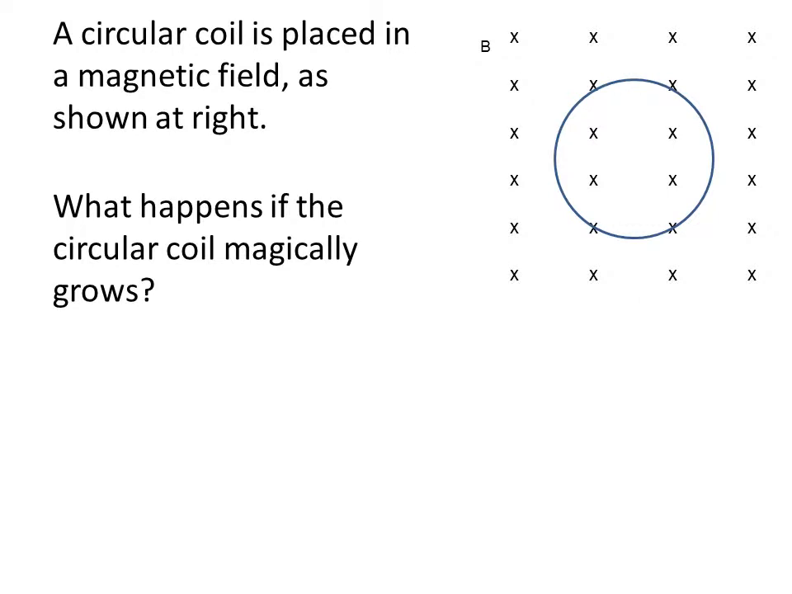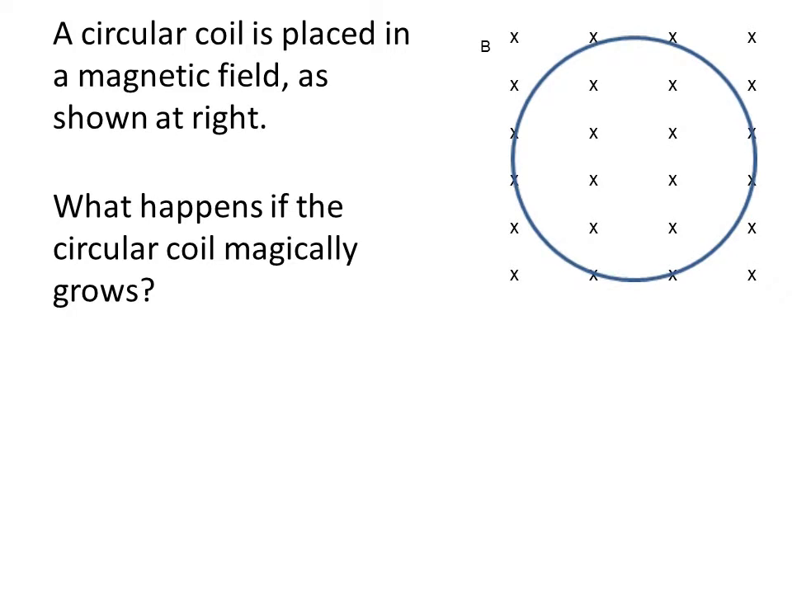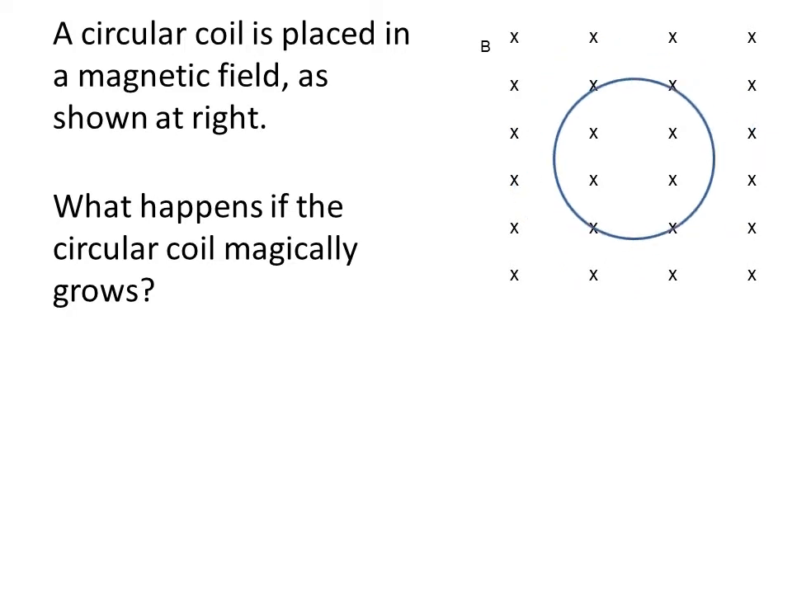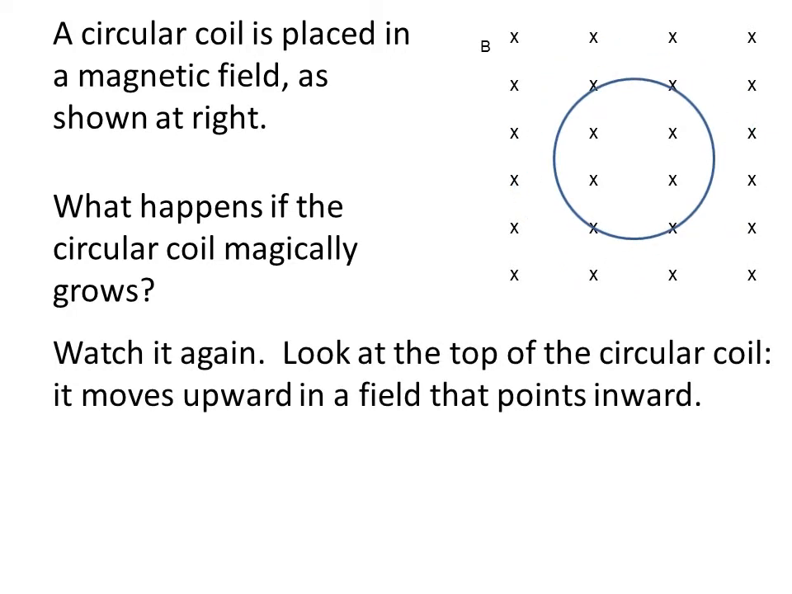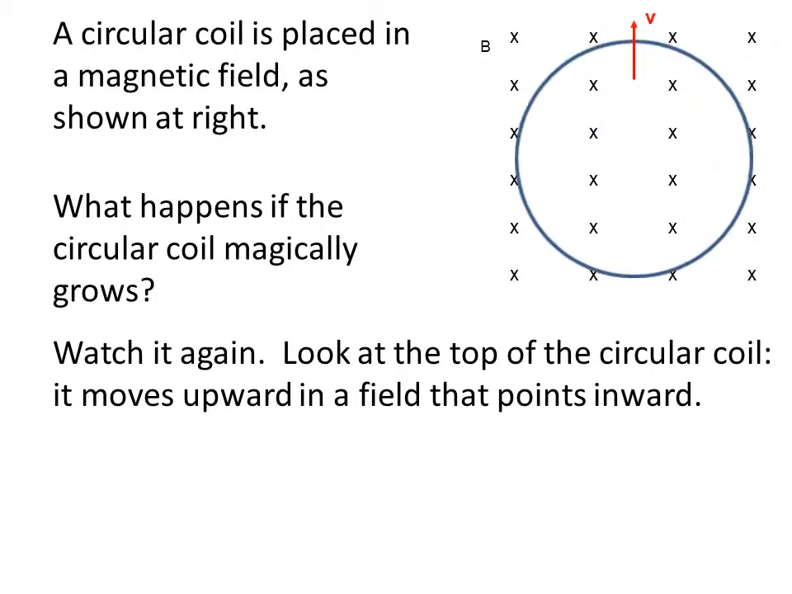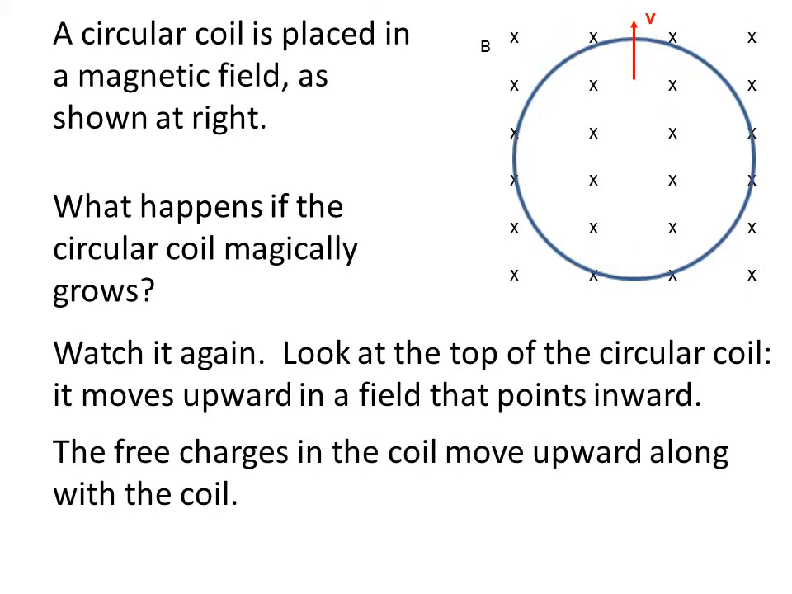What would happen if the circular coil somehow magically grew, like this? Watch it again and pay attention to the top of the coil. You will see that it moves upward through the magnetic field that points inward. Now the coil is made up of metal, and the metal has lots of free charges in it, and they're the things that move when you hook up a battery. Well, those free charges are moving up along with the coil as the coil moves.